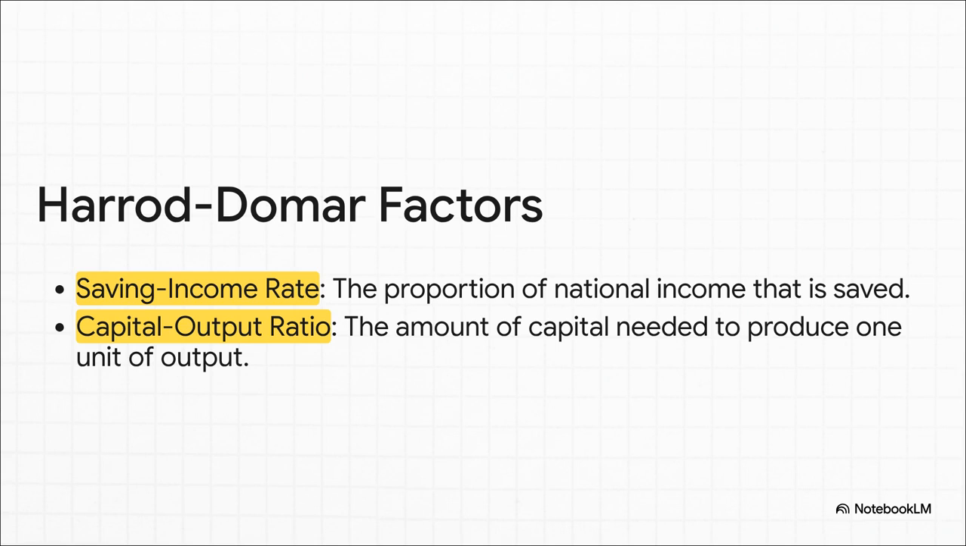This model basically works with two big levers. First, there's the saving income rate. That's just what percentage of its income a country is actually putting aside. And second, you have the capital output ratio, which sounds complicated but just means how efficiently are you using your money? The more you save and the smarter you invest, the faster your economy is going to grow.